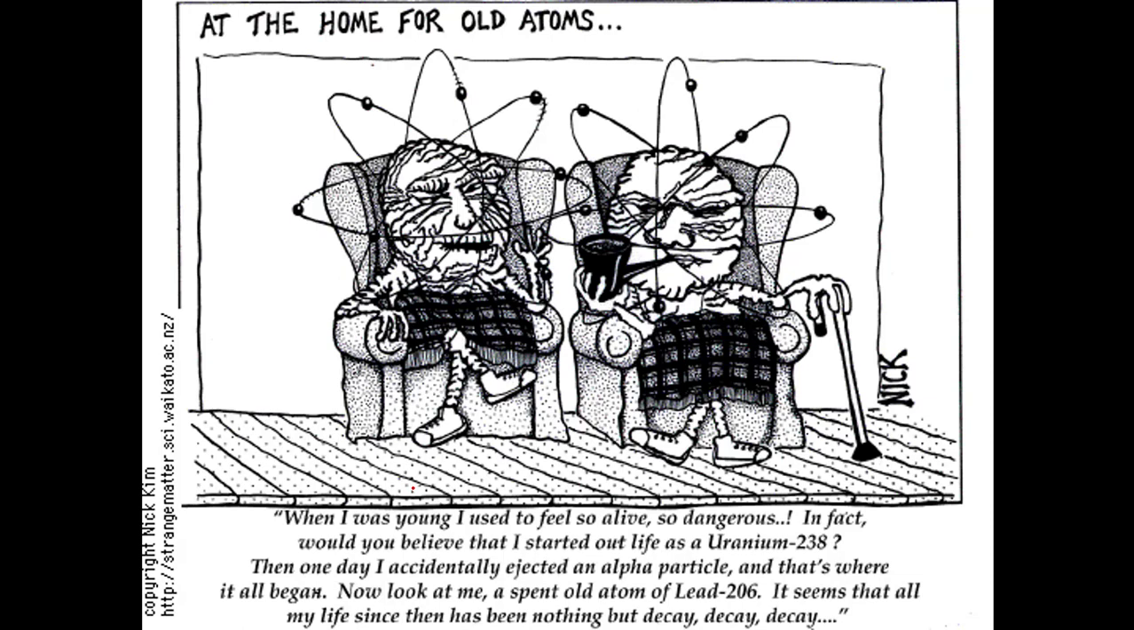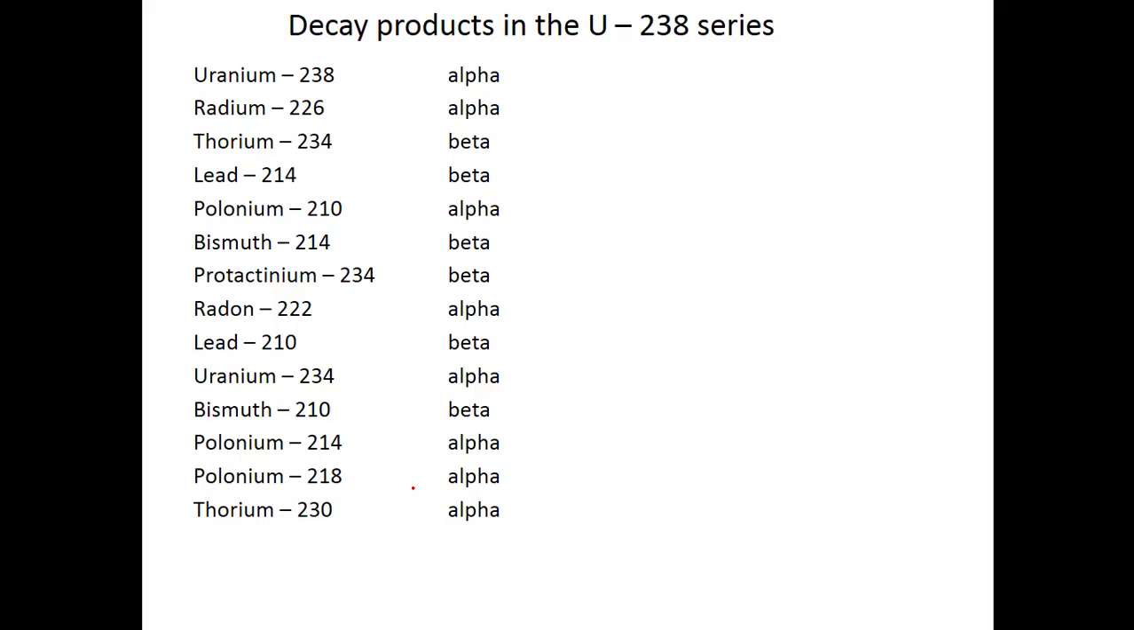So again, just a little joke based off that decaying of uranium-238 over a long period of time. Again, looking at the decay products of the uranium-238 series, you can see the alpha particles and the beta particles. And if you look at Table N, you can actually find most of these elements and their particular mass and see that this is where you get the alpha and beta particle decay from.